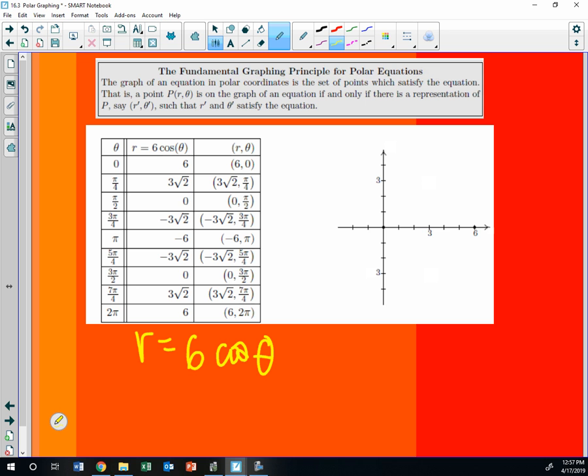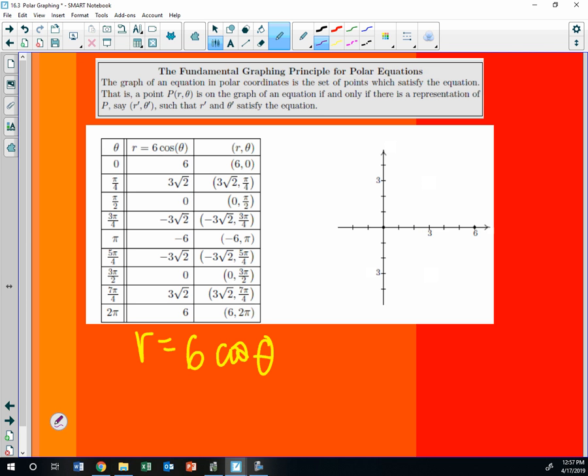And so what you're going to learn is how to plot some points, but then you'll use your calculator to do the actual graph. On the test, you won't have a calculator. You'll be asked to plot points and then make an estimate of what the graph is. So let's take this one here, for example.